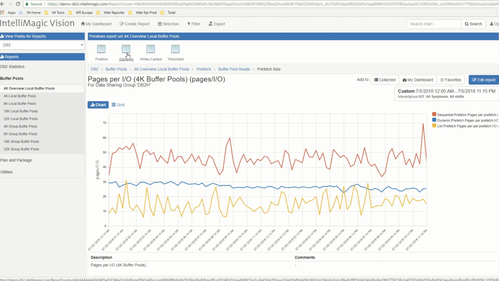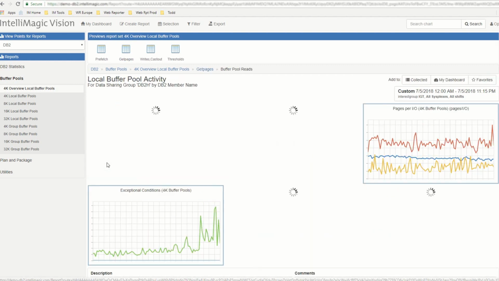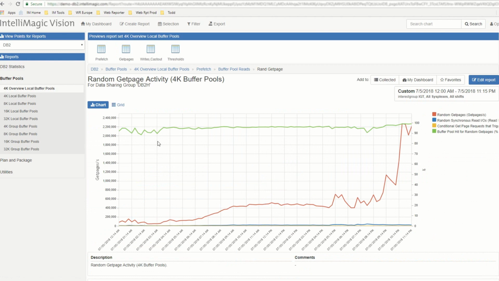For Getpage activity, here we see relatively few sync IOs, the blue line, compared to the number of getpages, the red line, as we would want. Here again we see several metrics, now relating to getpages for local 4K buffer pools. Here we see the rate of random getpages, the rate of sync read IOs, and the buffer pool hit ratio for the random getpages.